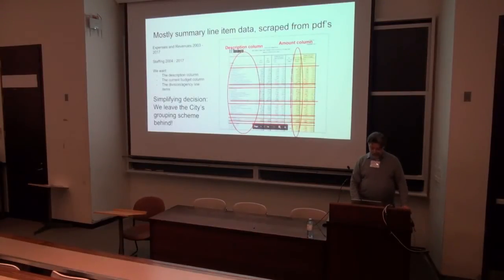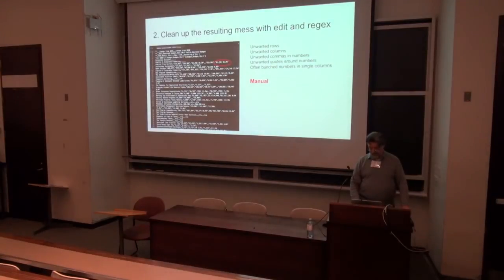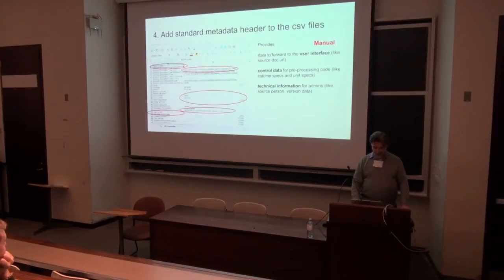There was a lot of work in scraping the data. The basic idea was to get simply the descriptions and the amounts out of the documents that we found. And we left behind the categorizations that the city had. That made it easier to process the data, and besides, their categorizations aren't very good, frankly. So we used Tabula to scrape that data, did a lot of editing and regular expressions, but ended up with a lot of source files that were very simple to work with. And that was the start, and worked out pretty well for us.